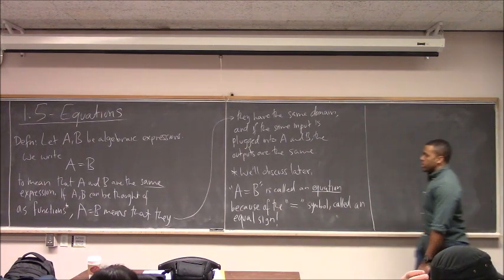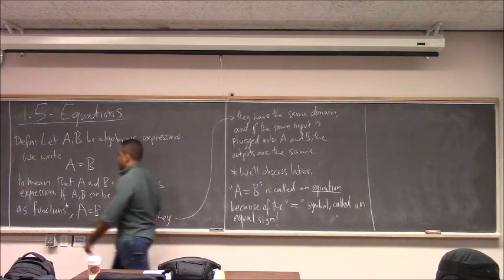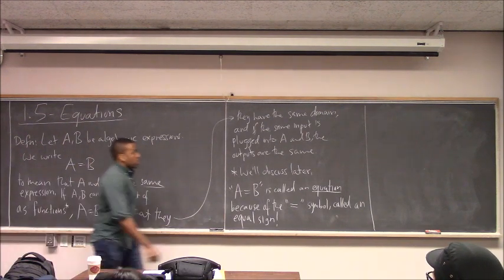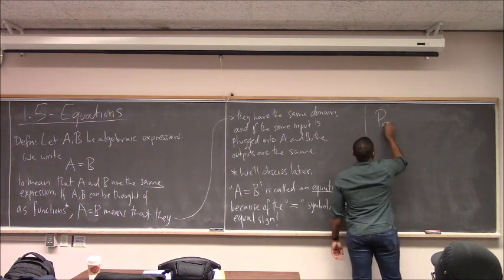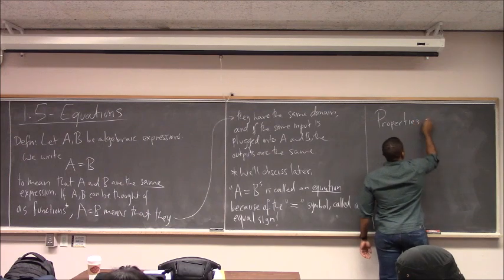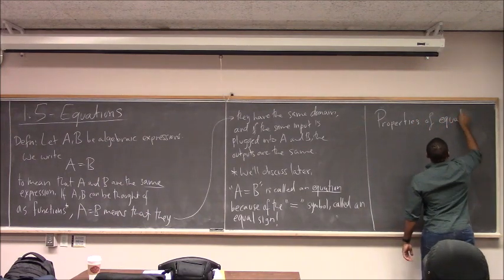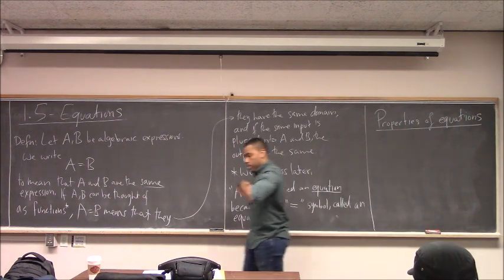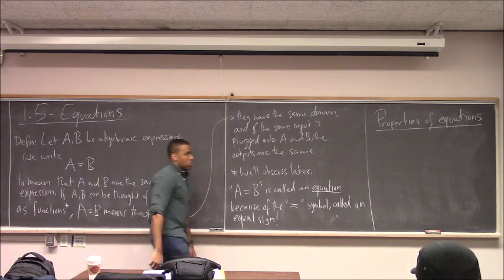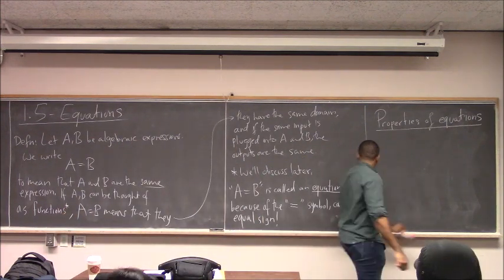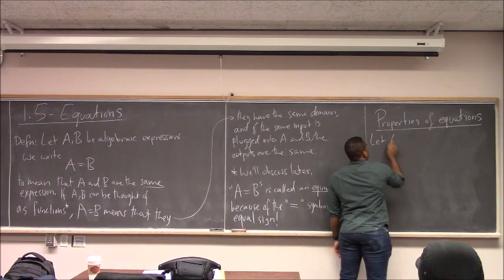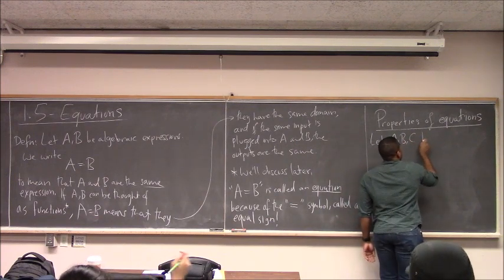Now here's the thing with equations, they have certain properties that are very special to expressions of this form that have this symbol, that without this symbol these properties are not true. So let's talk about the properties of equations. Now you can actually prove these, but we're not going to prove them, I'm just going to state them for you. There are four main properties that we will be using that will be very convenient for us. So, let A, B, C be expressions.